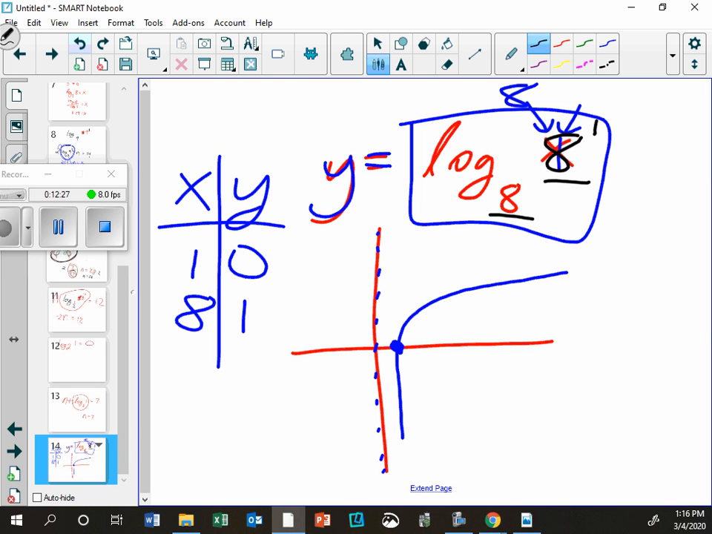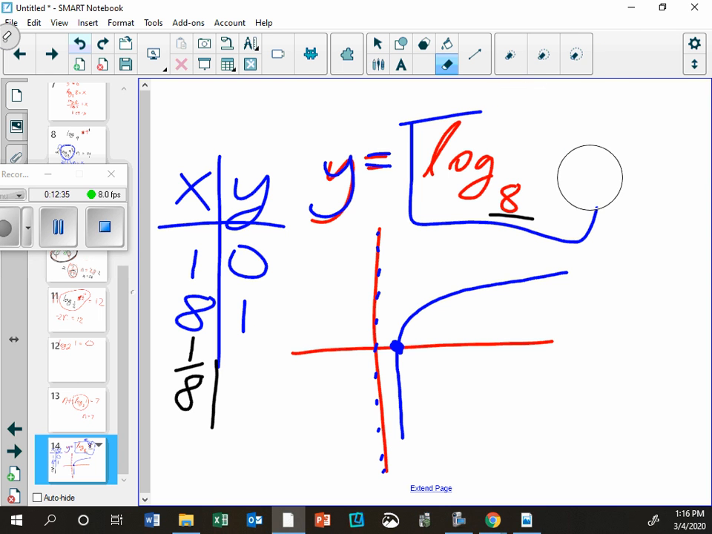Yes. 1/8. I like it. Some people are not going to know why you would go with a fraction. But if you try it, you'll like it. Because isn't that the same as 8 to the negative 1? And therefore, when you put in 1/8, it's like you put in 8 to the negative 1. And why is that good? Because now the answer is what? Negative 1.